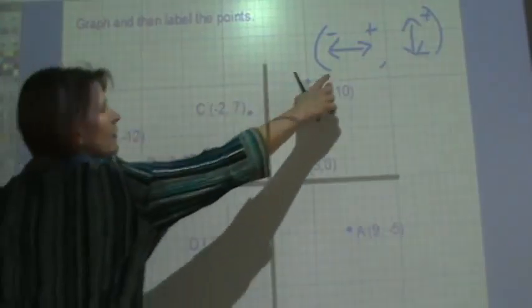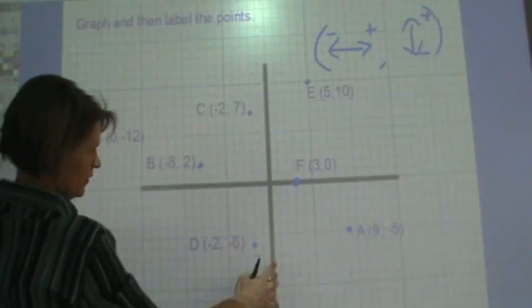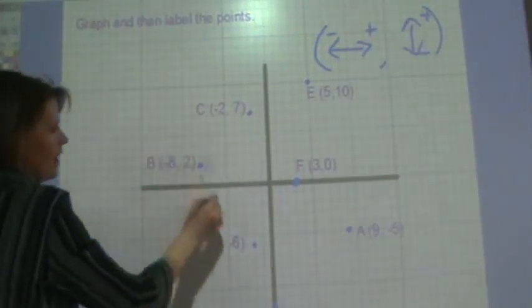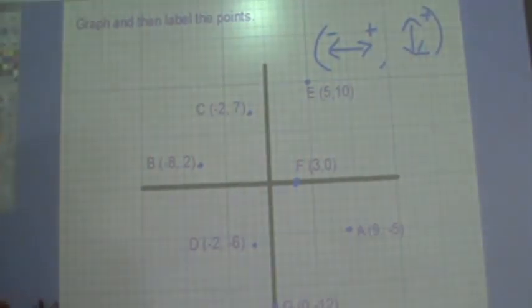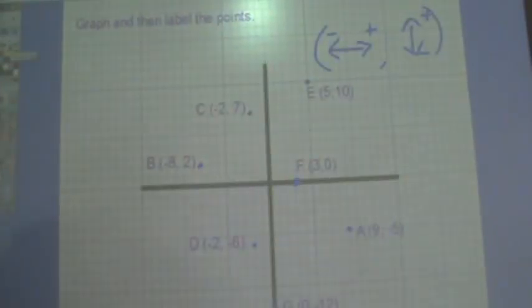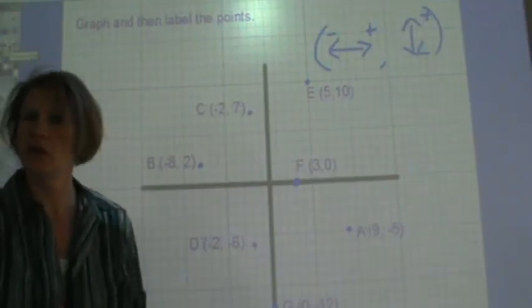And point G is 0, negative 12. So I'm going to go right or left, none. And then I'm going to go down 12. 11, 12. Okay. And that would be a sample of how to graph your points. And that'll pretty much cover you through it. If you have any questions on it, let me know and I'll walk you through it.